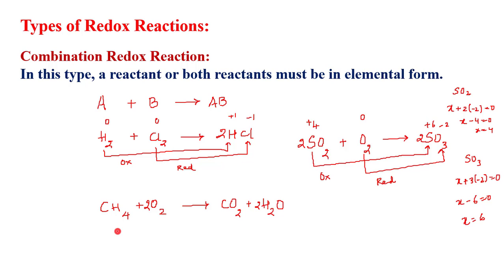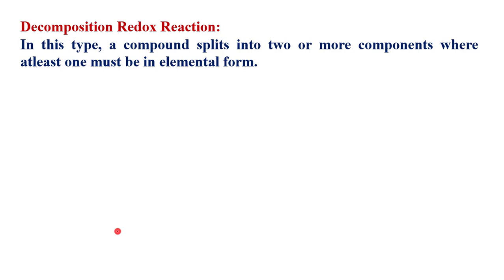Okay, next, decomposition redox reactions. It is the opposite of combination redox reactions. In decomposition, what happens? AB splits up into A plus B, and after splitting, whatever components you get, at least one should be in its elemental form, right? So it is the opposite of combination. In this type, a compound splits into two or more components where at least one must be in elemental form. आपको जो product मिलेंगे, कोई एक product at least वो elemental form में होना जरूरी है, right?